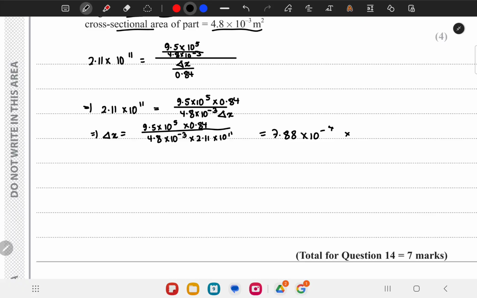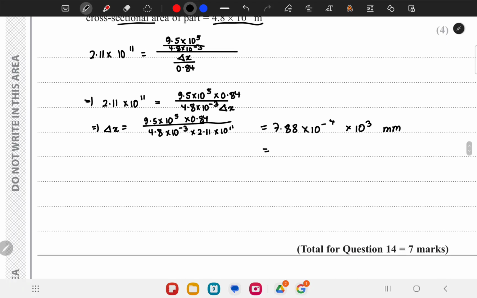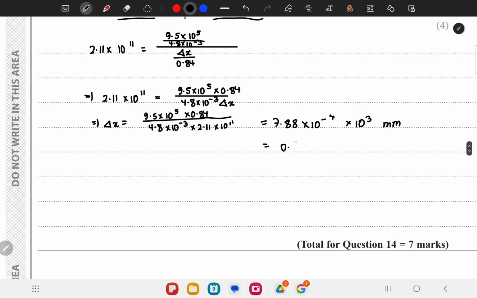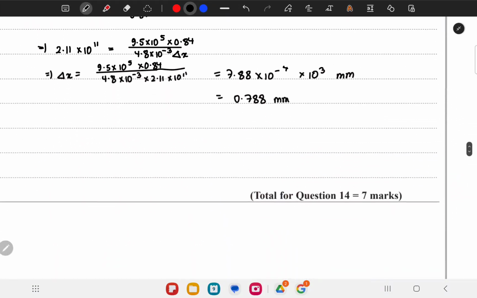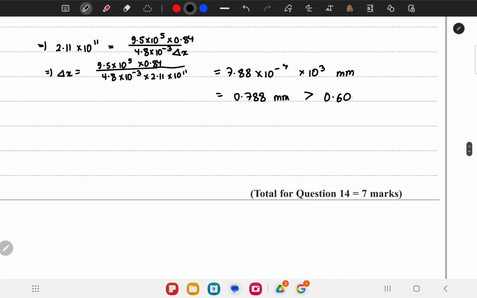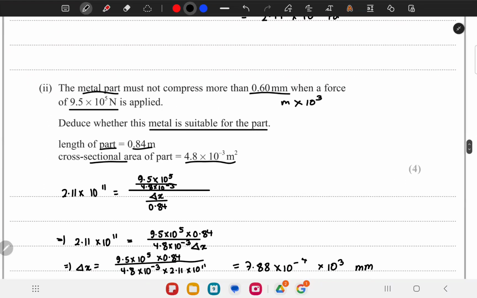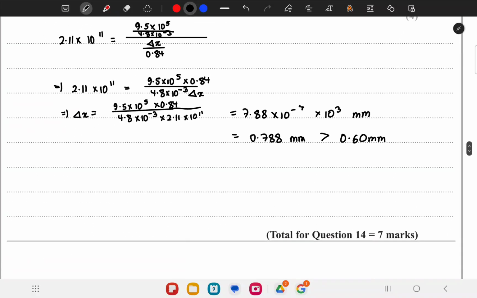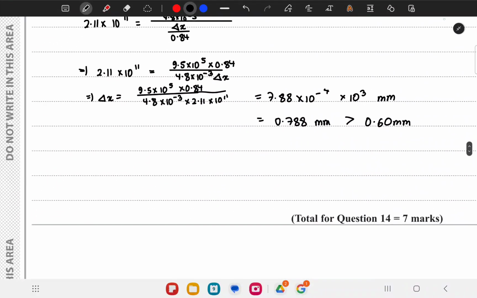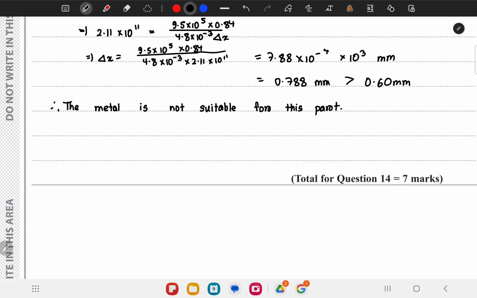So if I multiply into 10 cube over here, we'll get it in millimeters. So in millimeters we get 0.788. This is bigger than 0.6 millimeters. So this metal is not suitable. The metal we were talking about is not suitable for doing this job.